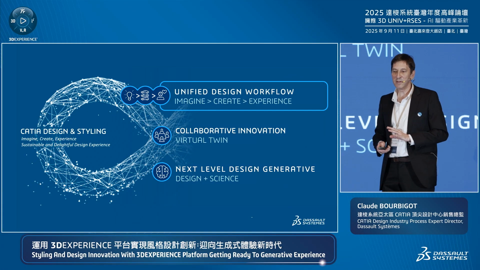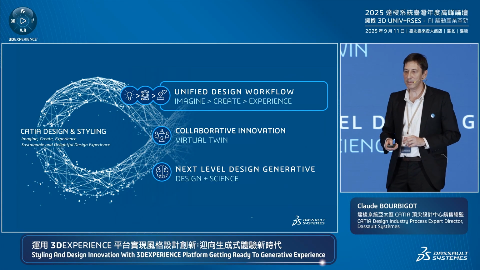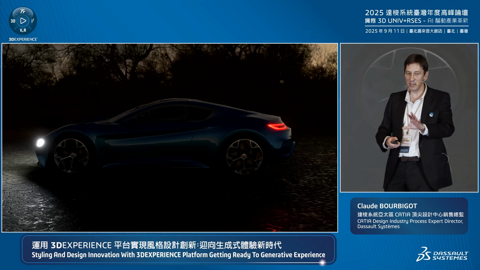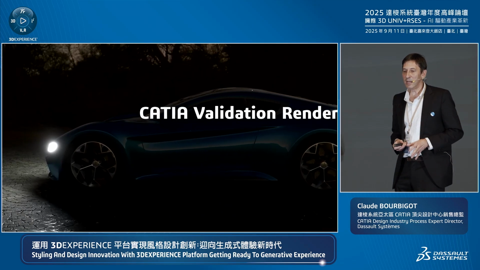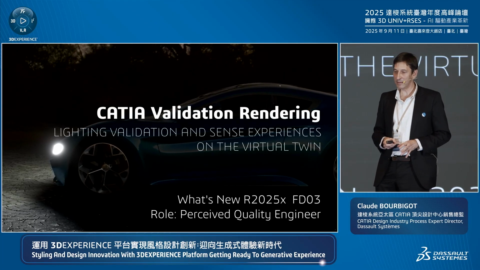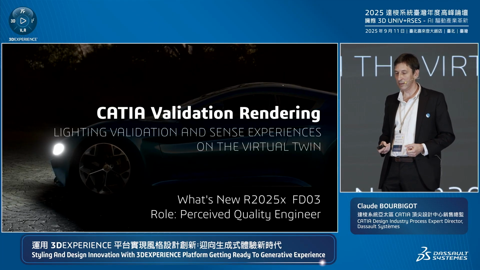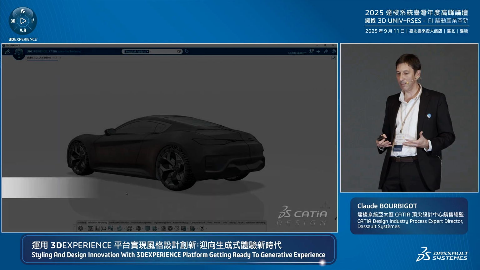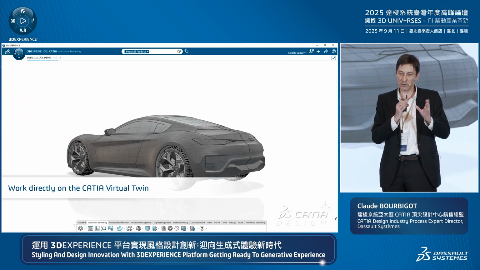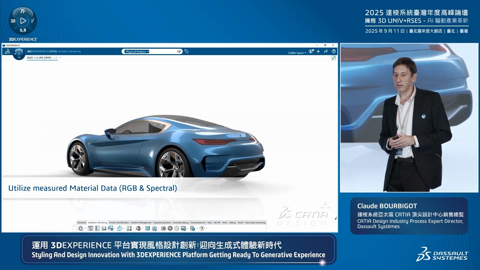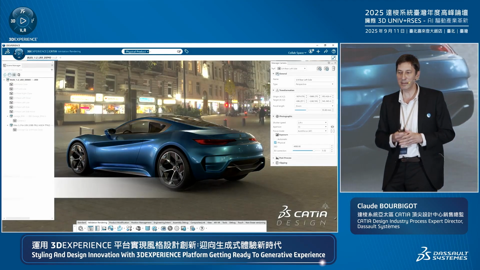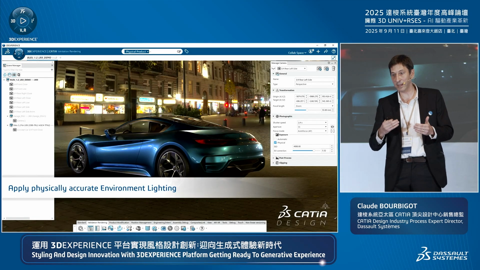And last, about experience. This is for decision making. I'm talking fast because I see the time. This app is new in 25x. I will not show you everything about visualization, but focus on light simulation. This app is called Validation Rendering, and it's an entry door to light design and simulation prior to final certification.